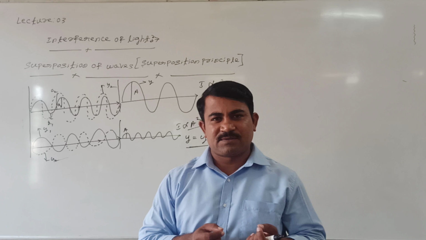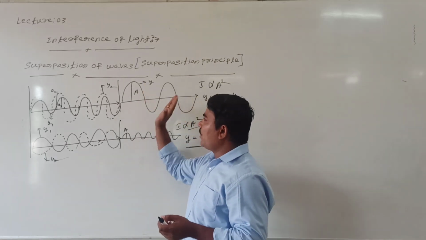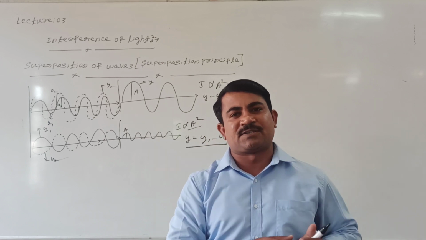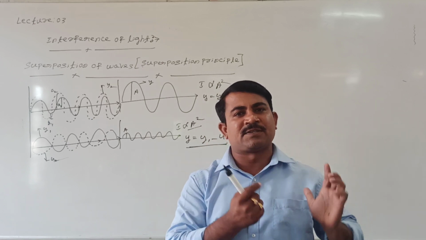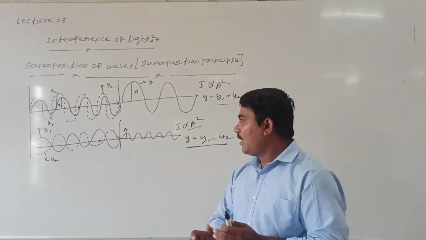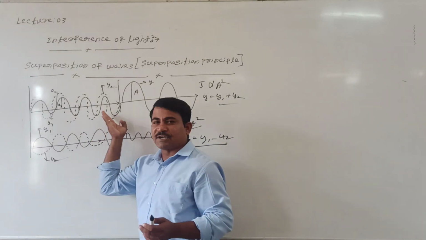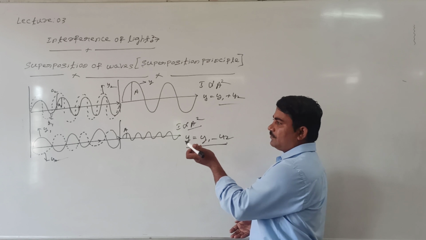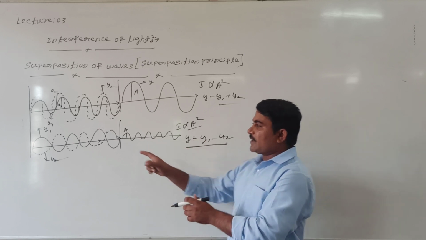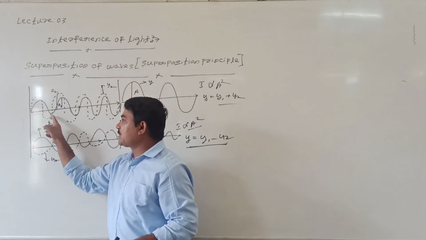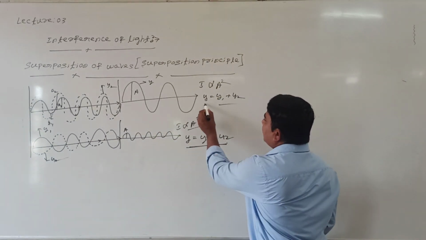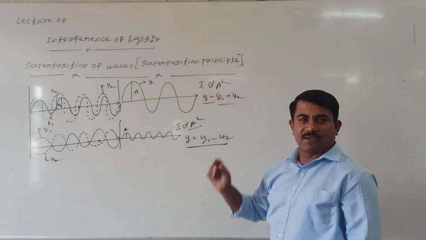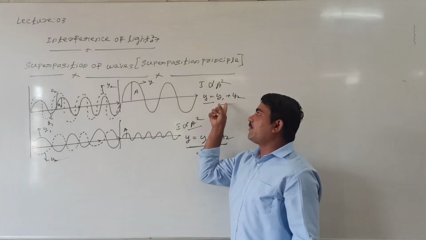Here what happens? Whenever two or more waves overlap each other, there is redistribution of the light energy. There is modification of the intensity of the light. Look at me. When crest is overlapped with the crest, or trough is overlapped with the trough, there is maximum displacement, maximum amplitude, so maximum intensity. Here maximum light energy of the wave is possible.